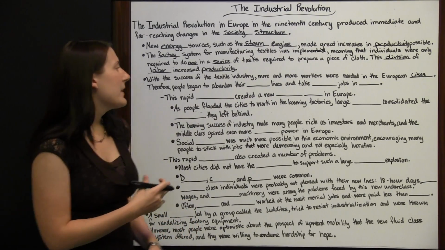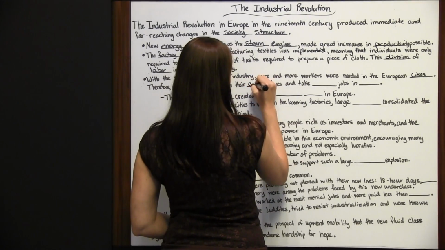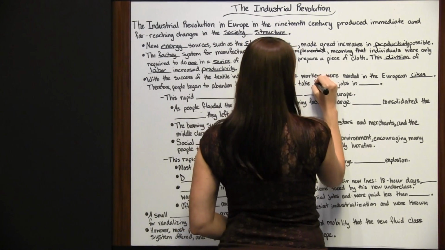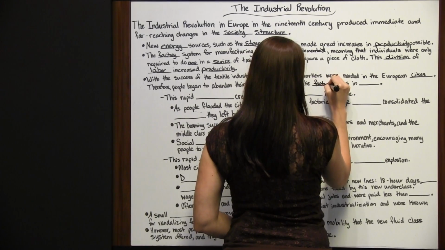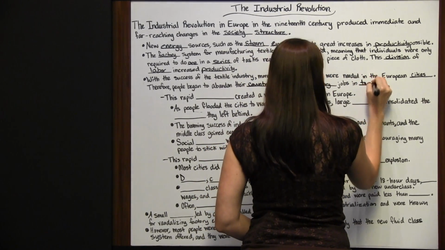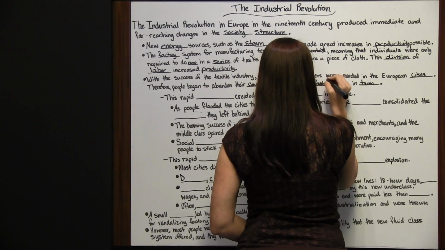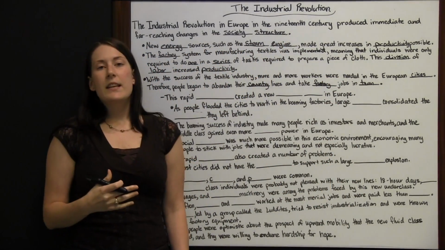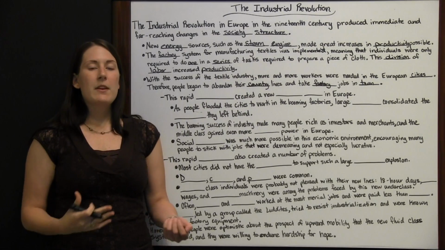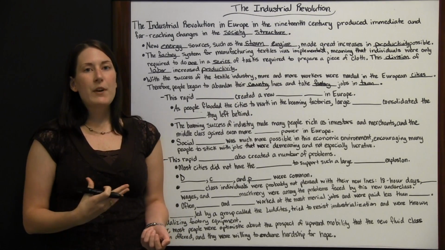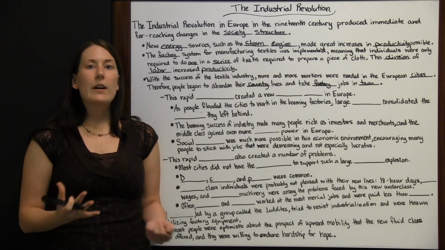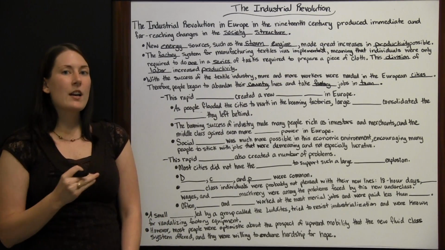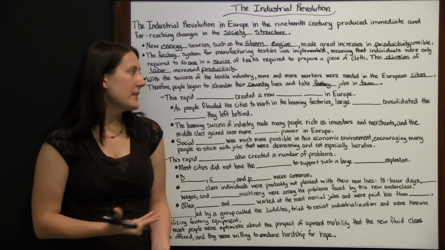But now people began to abandon their country lives and take factory jobs in town, in different cities across Europe. Now, industrialization did come to England before it came anywhere else, but it quickly spread throughout Europe and then just a little while later over to America. So once it started, it spread quickly, but it did begin in England.